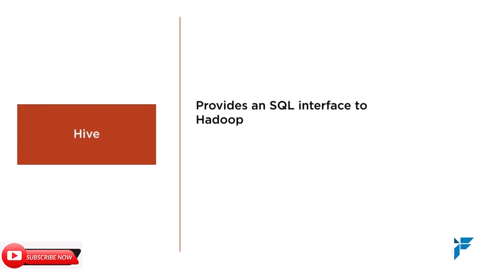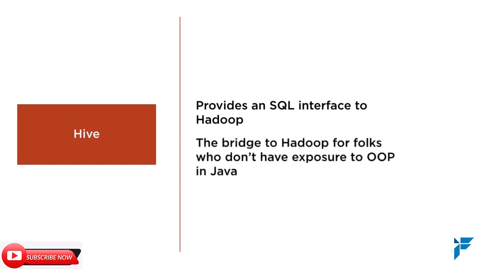Hive is a SQL interface to Hadoop. Traditionally, people from analytics backgrounds are very familiar with relational databases and SQL. But in a big data system, they need to program in Java, which they may not be comfortable with. However, Hive gives a bridge to Hadoop for folks who do not have exposure to object oriented programming in Java by converting their SQL like queries to MapReduces behind the scenes. The user writes queries. What runs in the background is MapReduce programs.